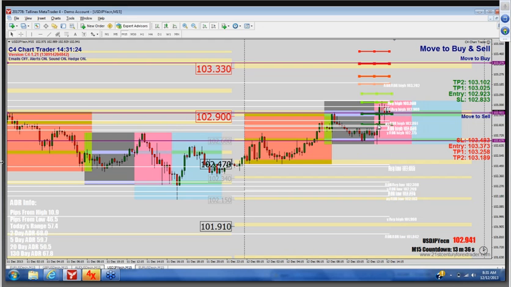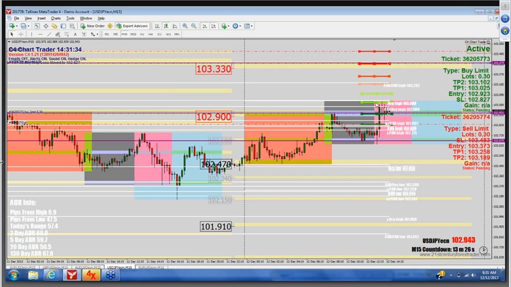We certainly don't want to have a 30-pip stop loss, though. All right, so I'll go ahead and move to buy and sell. Since we've got them both set up, we'll take both those trades. All right, so we've got those trades on. So again, we're buying this 102.90 area. We're buying this at 102.93 actually, which is a support level for us.